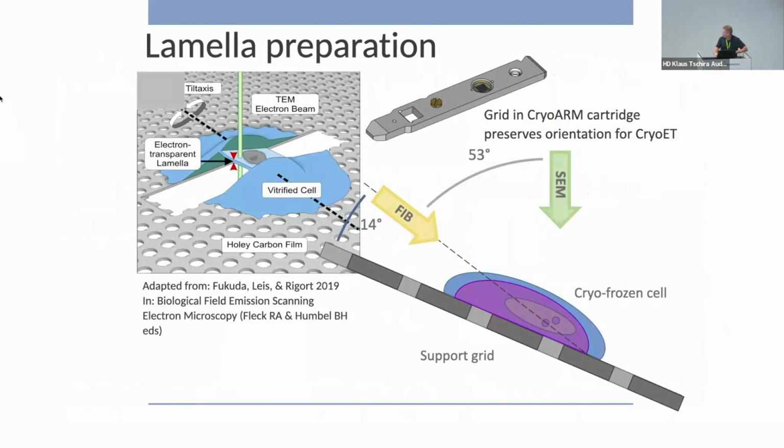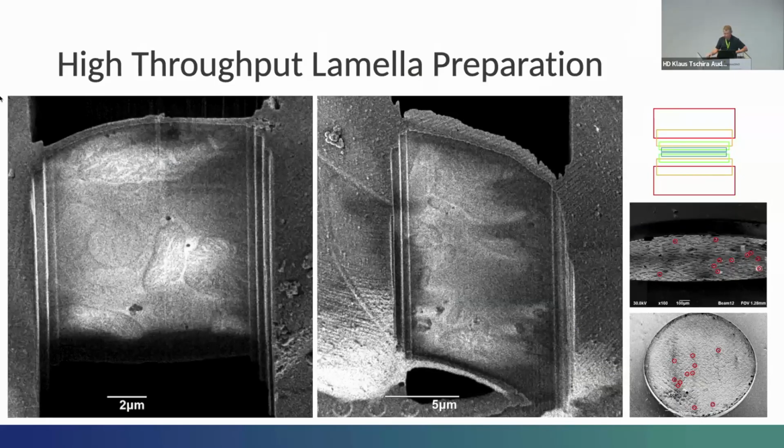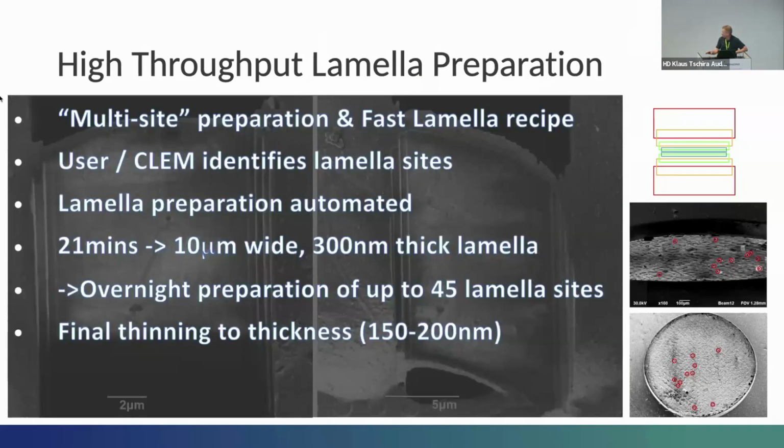The FIB is brought in from a fixed angle, and essentially the material above and below the lamella area of interest is sputtered away using the FIB source. At the end of this process, you will have a lamella, somewhere in the region of 100 to 200 nanometers thick, which is then transferred to the TEM for electron tomography. But looking at the FIB itself, it's set up for multi-site preparation of lamella using a fast milling recipe.